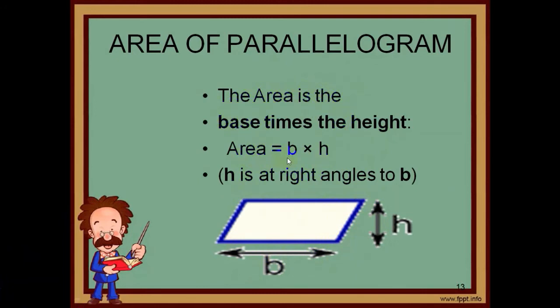So the area, you see over here in this figure, this is a parallelogram. Opposite sides are parallel, the lengths of the opposite sides are equal, and the measures of opposite angles are equal. So this is called a parallelogram. The area of the parallelogram is equal to length multiplied with width, where length represents the base and width represents the height. So area is equal to B multiplied by H.